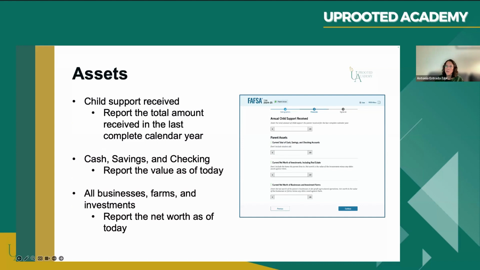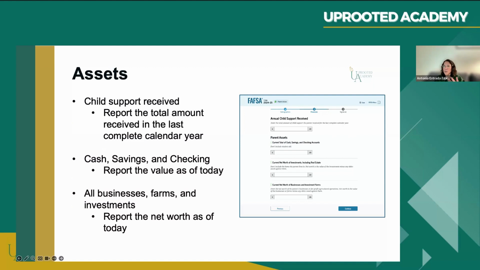So families with an adjusted gross income of less than $60,000 generally will not be required to report assets on the FAFSA. So there could be families who receive child support, but if their income is less than $60,000, and they're not presented with the asset section of the form, then they don't have to answer the child support question. If they are required to answer asset questions, then they will see the child support question on the form, and they'll need to report the amount that they received for the last complete calendar year. So it indicates here the last complete calendar year.